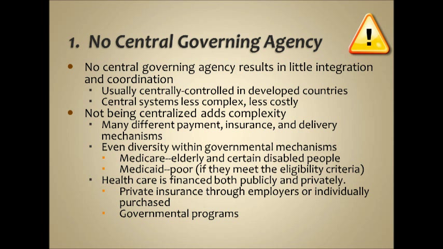Not being centralized adds a lot of complexity. First, a lot of payment has to transfer hands, and that's usually done by way of insurance, and then the insurance has to deal with delivery mechanisms. Even diversity within the government causes a lot of chaos. When you have Medicaid and you have Medicare, it can be very complicated. If you are trying to get on Medicaid, it can be complicated. If you are on Medicaid and trying to access services, it can be complicated. Healthcare is financed both publicly and privately, and so therefore this interaction between public and private financiers also adds a little bit to the mess. Private insurance through employers or individually purchased insurance acts similarly to governmental programs, but of course they're different, and sometimes people have both.